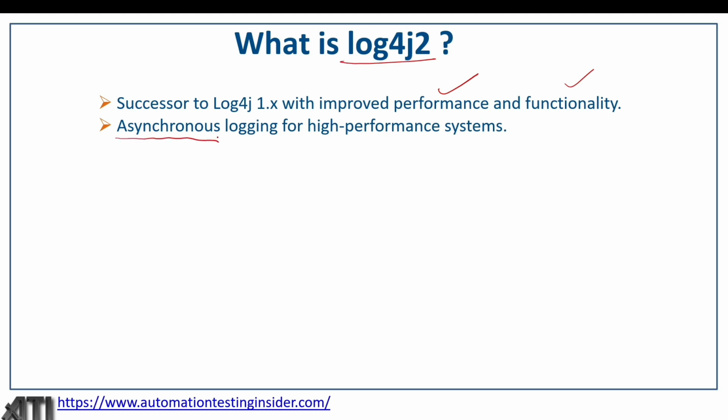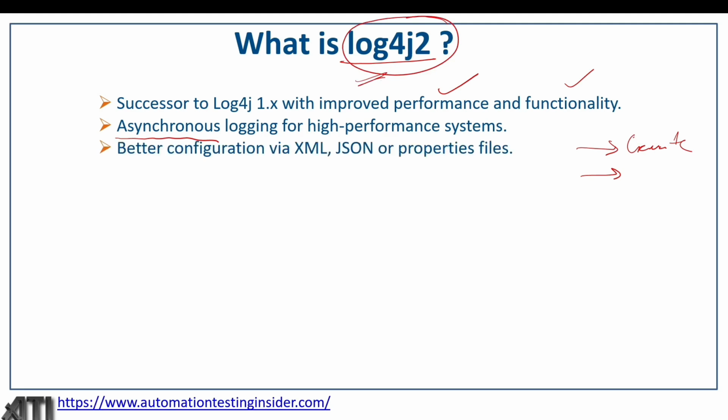What is asynchronous in this sense, like in Log4j 2? Basically there is one thread to generate the log, and another separate thread to write the logs into the file or on the console. So two threads work separately in Log4j 2, and that gives better performance of the application or our script, right? It also offers better configuration via XML, JSON and properties files. So we can configure Log4j 2 with XML, JSON or a properties file.